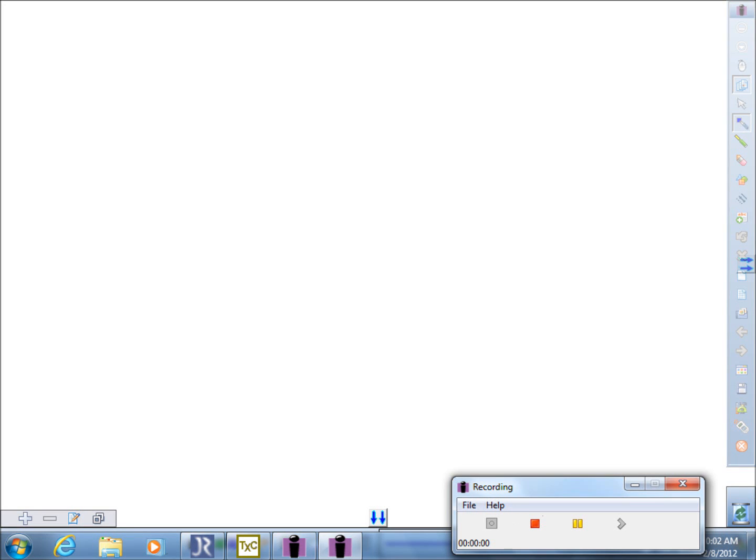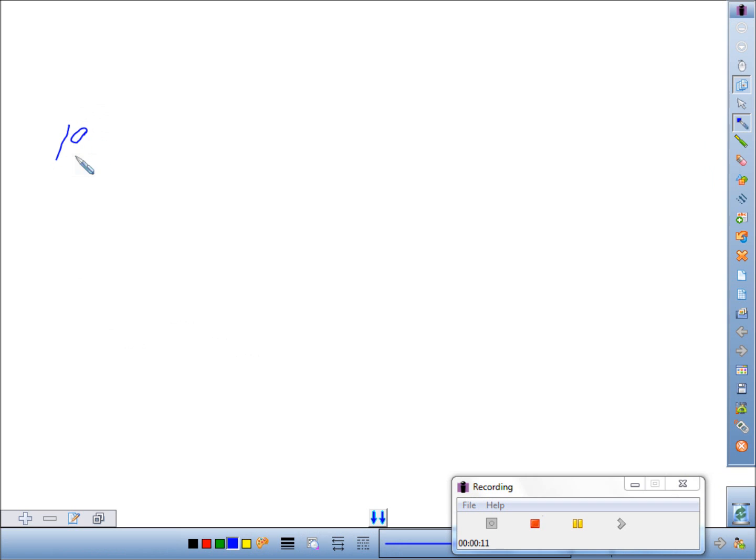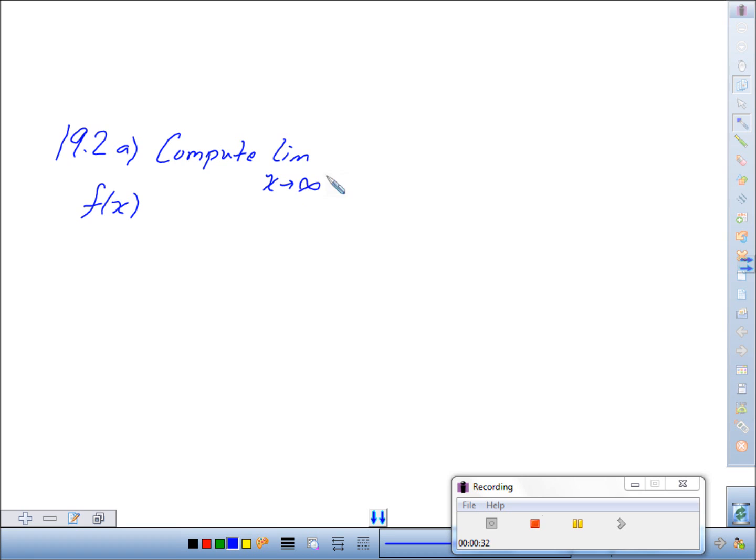Okay, so the first question was on 19.2, Part A, and the question is to compute the limit as x goes to infinity of f of x. In this case, f of x is 3x minus 2 over x plus 1.